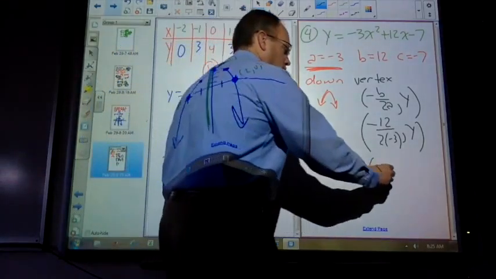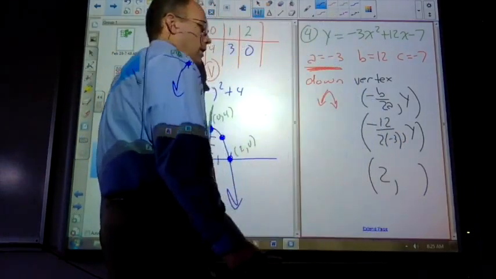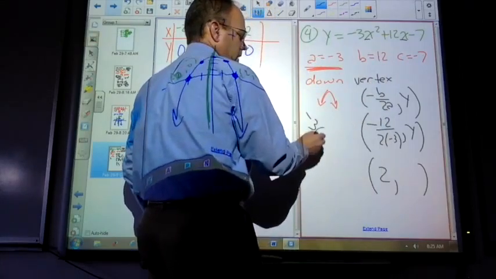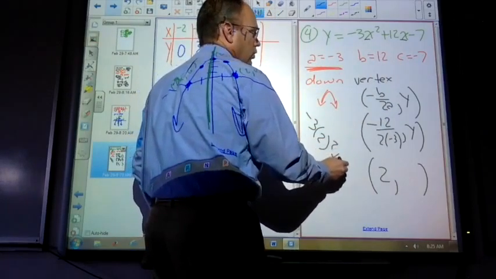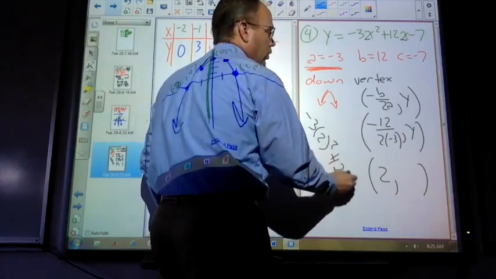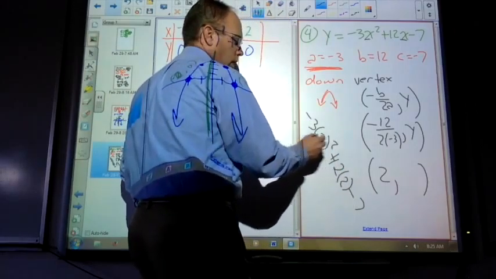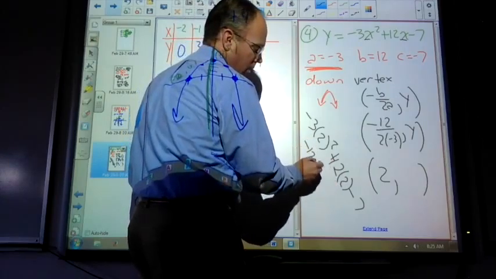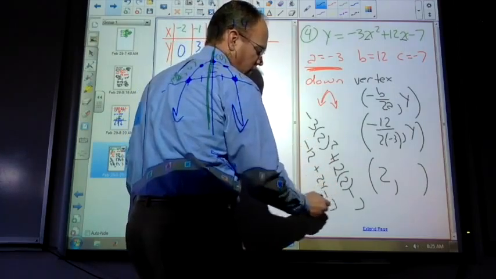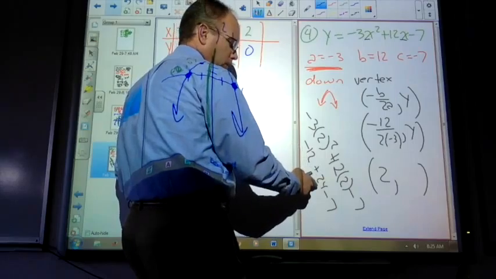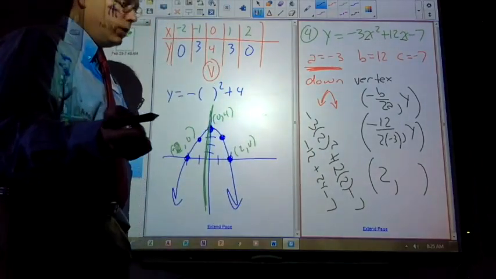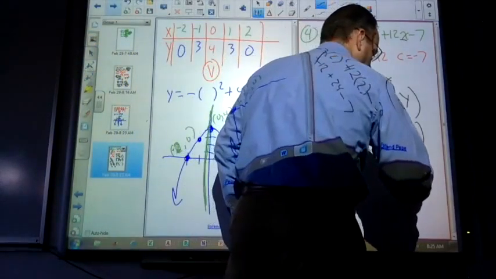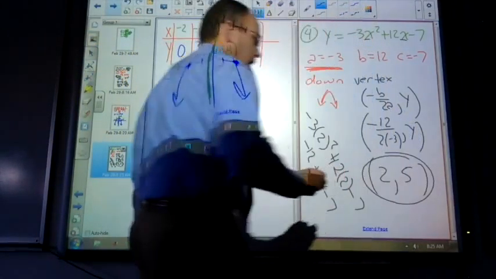What am I going to do with this 2 to find the y component? Yeah, I plug it into all the x's up here. So I'm going to get negative 3 times 2 squared, plus 12 times 2, minus 7. 2 squared is 4. Negative 3 times 4 is negative 12. Plus 24, minus 7. So negative 12 plus 24 is 12. 12 minus 7 is 5. So I have a vertex at (2, 5).